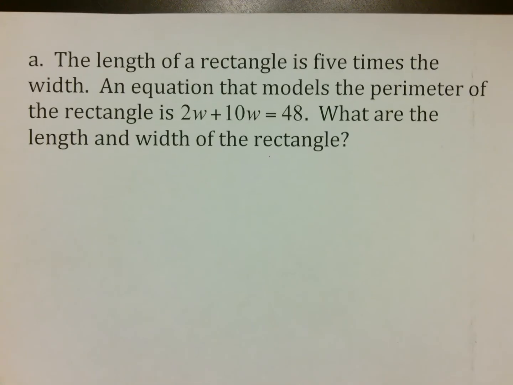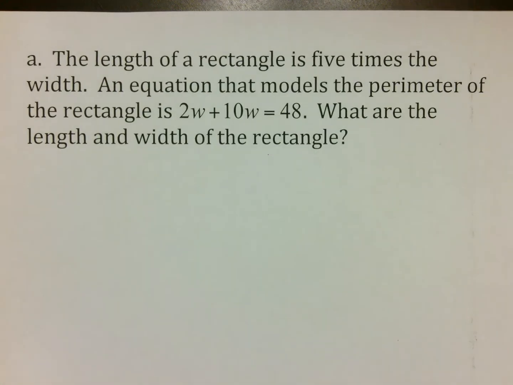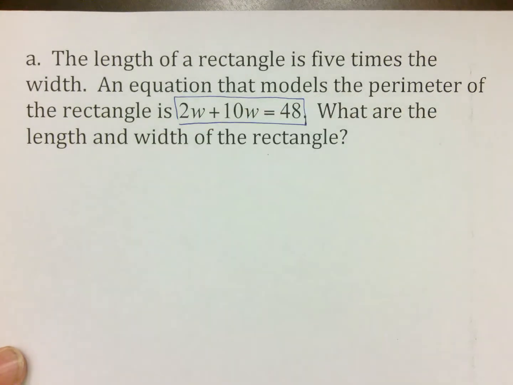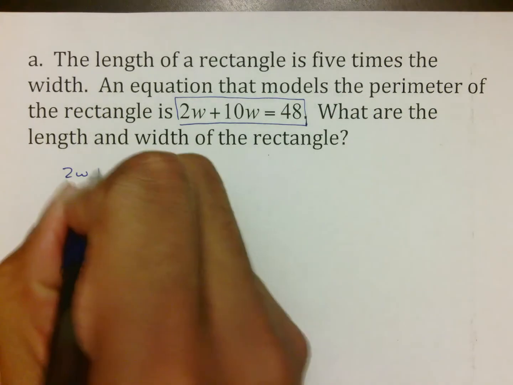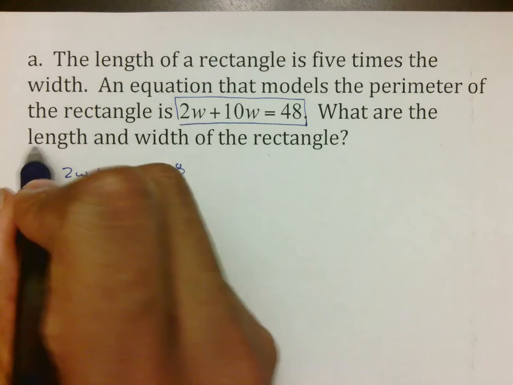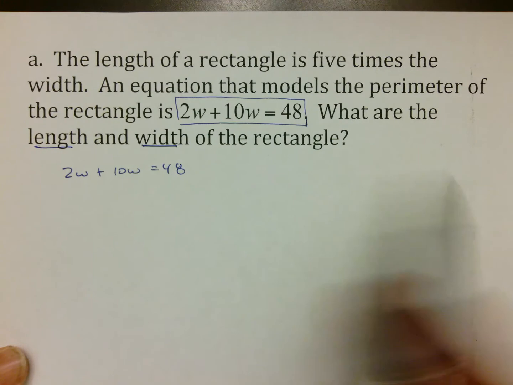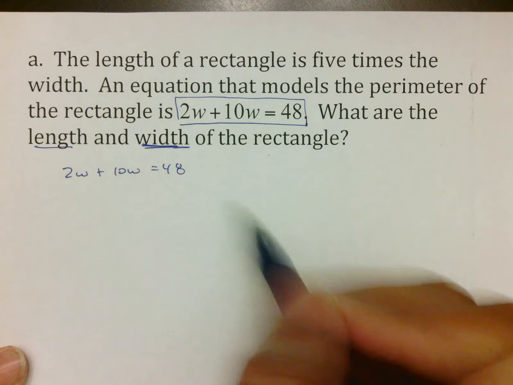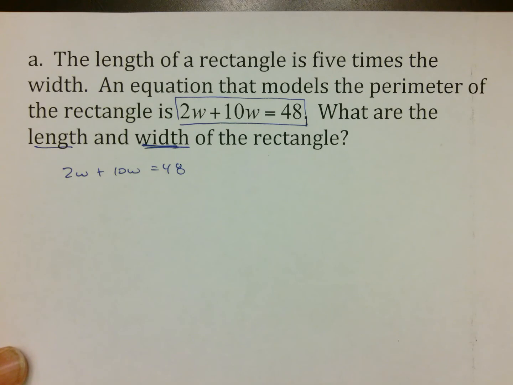So for example, this question here: the length of a rectangle is 5 times the width. An equation that models the perimeter of the rectangle is 2w plus 10w equals 48. What are the length and width of the rectangle? Again, notice we have a lot of words, but inside of this problem we have an equation, which means all we have to honestly do is take that equation out, who cares about the words, and solve it, because notice we want the length and width. Well, using our common sense here, if we solve this, w obviously stands for width, so we would be finding one, and then we'd have to just kind of go from there to find the other one.